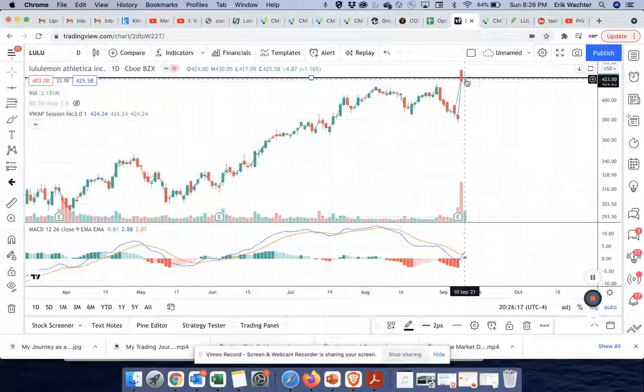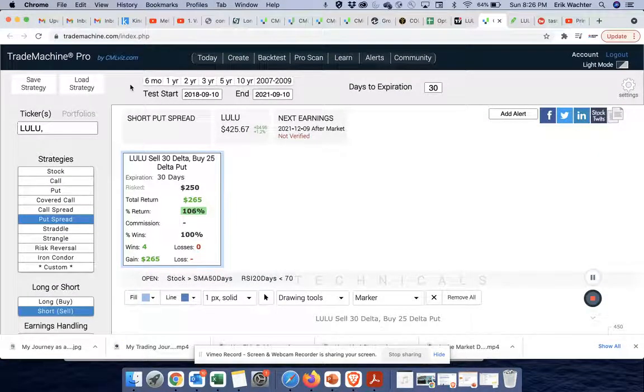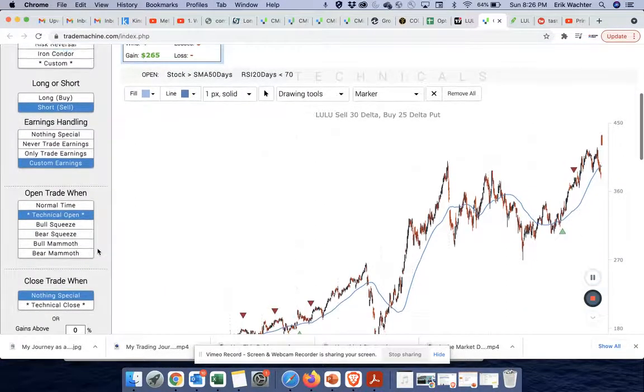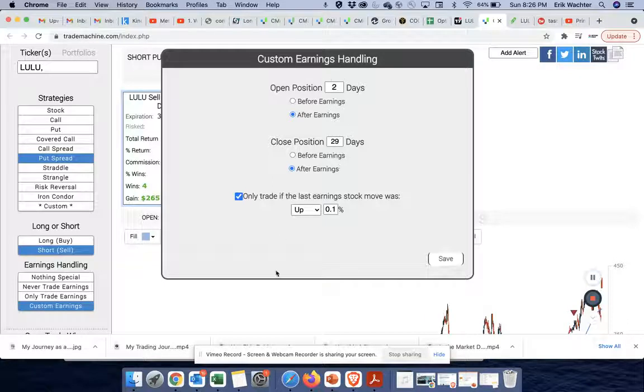And then the second day after earnings, historically, if we look at some back testing with my back testing software, CML Pro Trade Machine, here are the parameters. If you open this, custom earnings, this is 2 days after earnings. We do a 30-day contract, and we only open the trade if the earnings move was up. So that's basically what this parameter is. It's if we had positive earnings and the stock was up on earnings, okay?